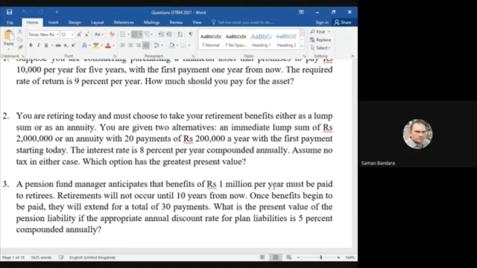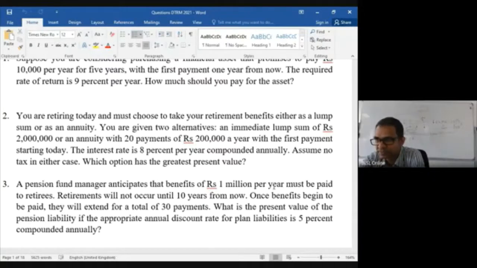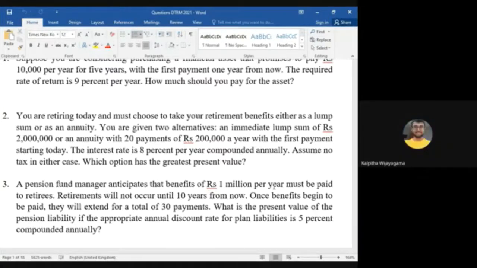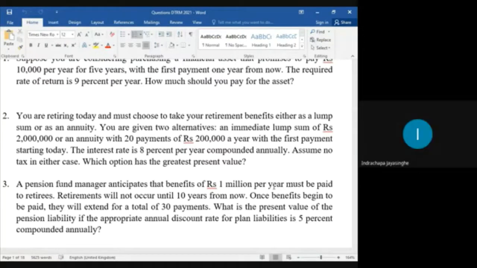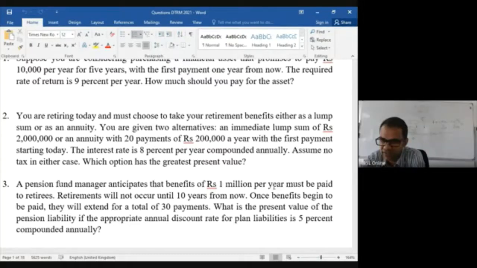Present value. So present value of the annuity due. Yeah, first thing that you have to calculate is the present value of the annuity due. Then you compare it with the lump sum or the alternative. Either you receive that lump sum or get the annuity.